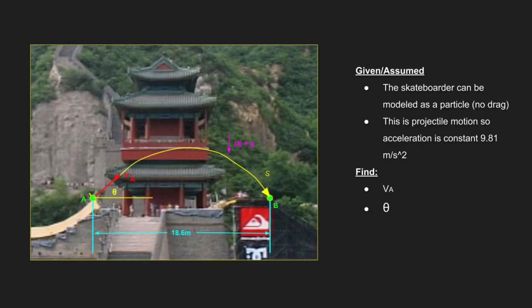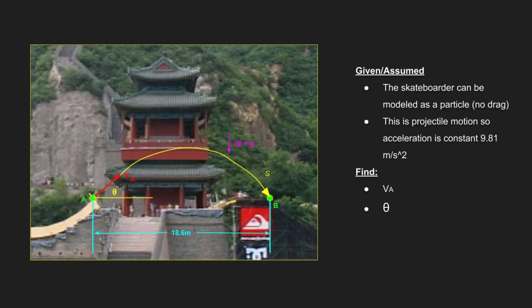The first thing I did was flip the image so that the skateboarder is moving from left to right, which is the way that I am used to looking at problems, and this doesn't change any of the information. Next, I assumed that we can treat the skateboarder as a particle for the calculations of this problem. This is reasonable because the skateboarder stays in roughly the same position throughout the entire flight.